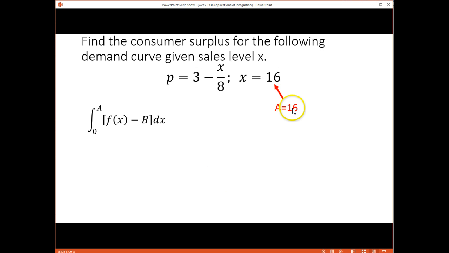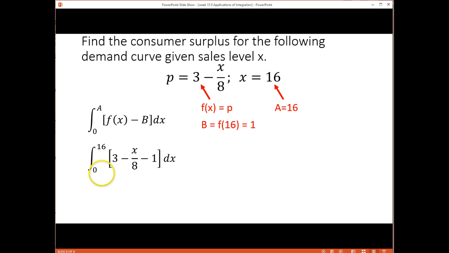So here my A is 16. My f of x, remember, is just my demand function. So this is my f of x is equal to p. And the last thing we need is B, and if you remember, B was just f of A, which in this case is 16, so when I plug in 16 for x, you get 16 over 8, which is 2, and 3 minus 2 is 1. So now we are ready to calculate our consumer surplus.